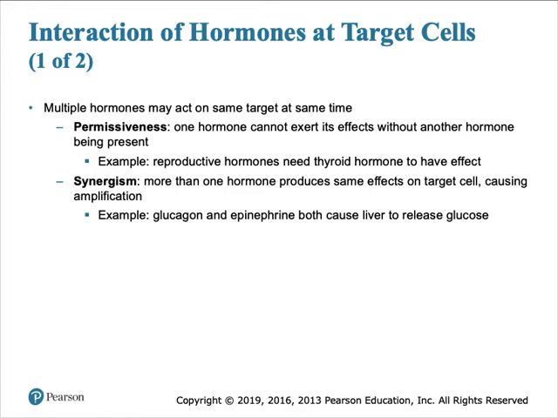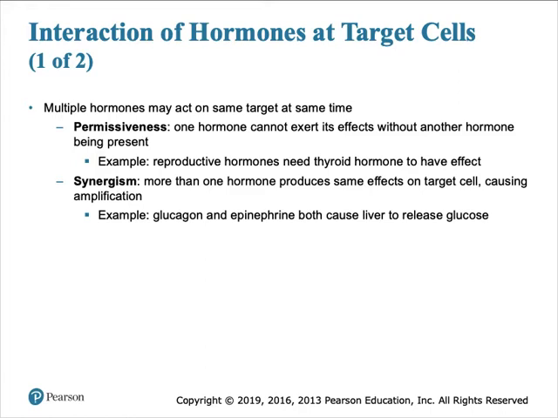Okay, so we say that they can be permissive. One hormone cannot exert its effect without another hormone being present. So basically, we have to have something to be able to see the effect of a hormone. Like a reproductive hormone needs thyroid hormone to actually do something. Without thyroid hormone, reproductive hormones are kind of pointless. It's one reason thyroid levels are very important.